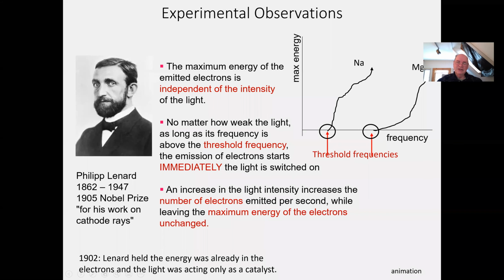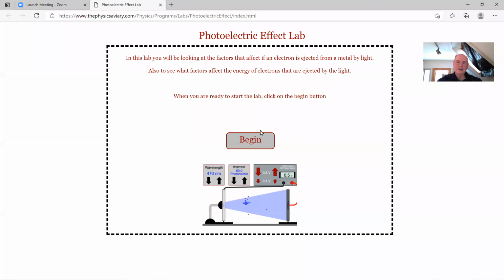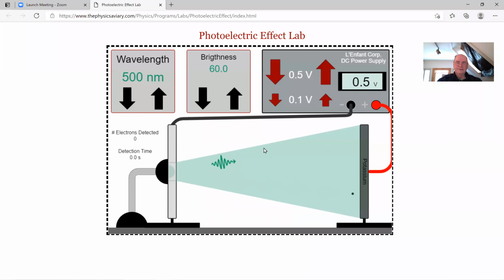All right, so let us just take a look. I hope I have enough bandwidth for this. Here we're sending out green light, hitting a certain metal, potassium. I can adjust the voltage, the color, and the brightness. With green light and half a volt, the electrons are being knocked out of the metal, but nothing hits the collector plate. So in this case, I would not get any current.